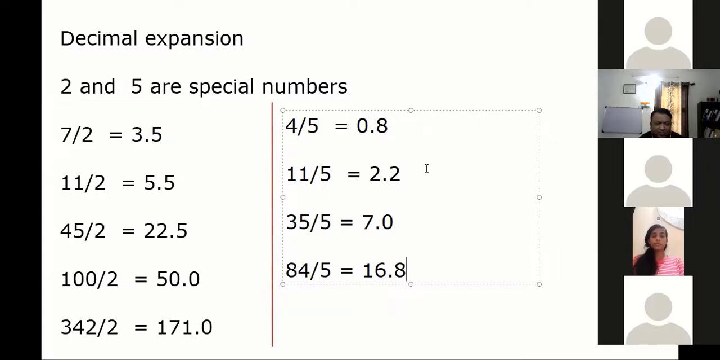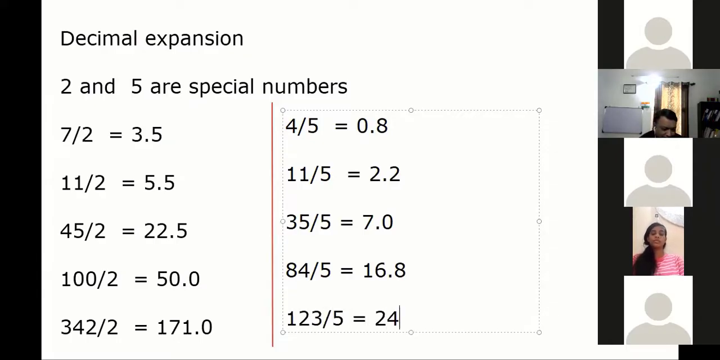What do you see here? Determinate. Again, if you see, all these are terminating decimals. That's why, in respect to terminating and non-terminating, 2 and 5 have a special significance. Any number, any integer, you divide by 2 or divide by 5, you always get terminating. Clear, everybody? Right, Gauri?